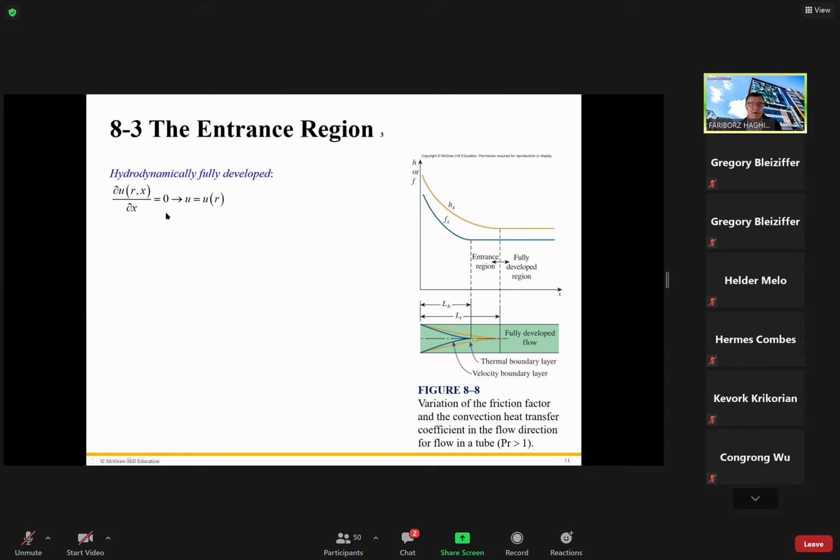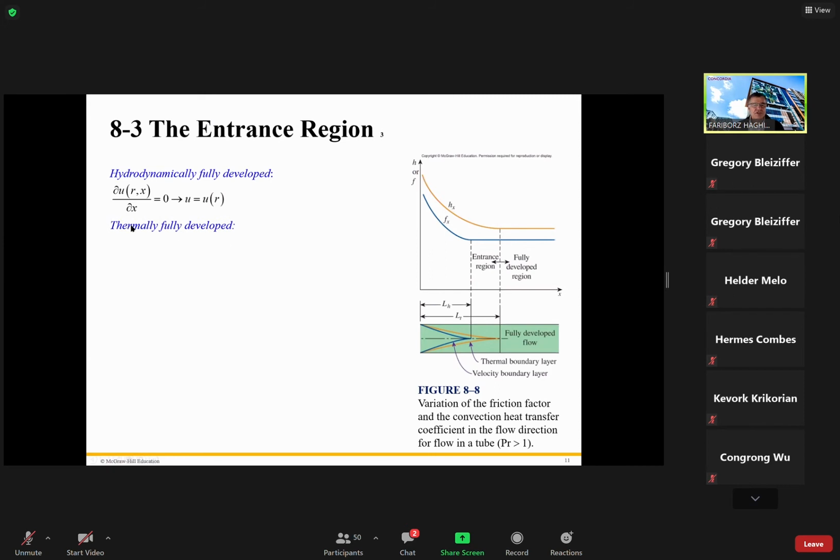Hydrodynamically fully developed. In this case, when we assume here, it means right here, the velocity profile at this length. After this length, the velocity is represented only as a function of r, not a function of x. Therefore, when you use this term, mathematically, it means the variation of the velocity with respect to x is equal to 0. The velocity is still a function of r, but it's not a function of x. It's fully developed, it remains constant. That's the mathematical meaning.